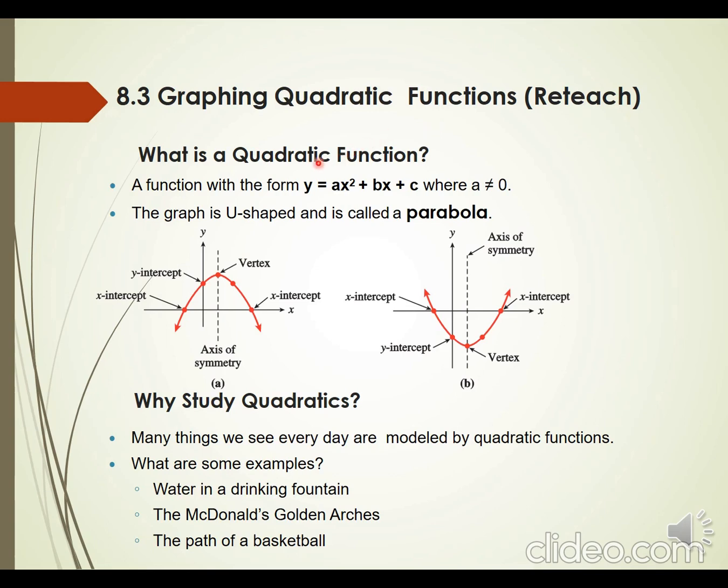What is a quadratic function? The function with the standard form that we're talking about is the quadratic function. As you can see, ax squared plus bx plus c. a, b, c are fixed. Whenever we're talking about a, that is the coefficient of x squared. Now the graph is a U shape. Whether it's looking downwards or upwards, both are called a parabola.